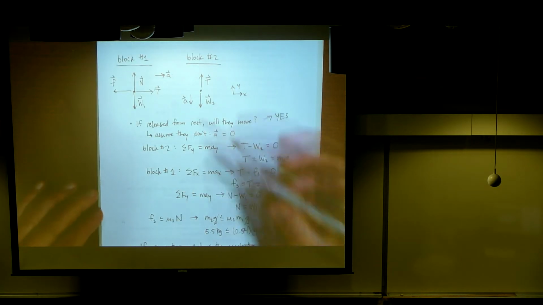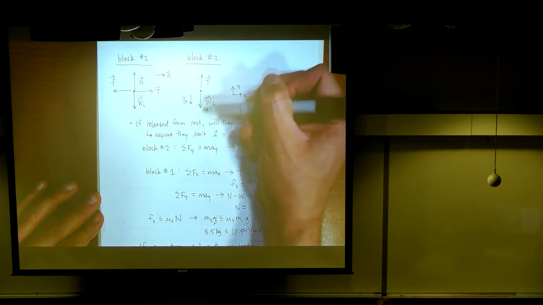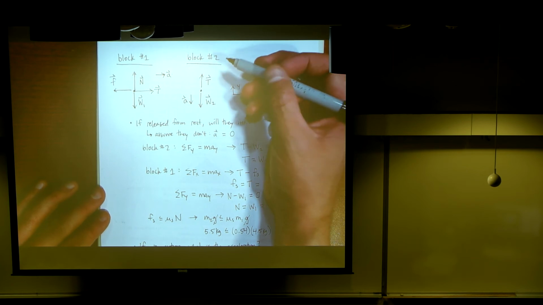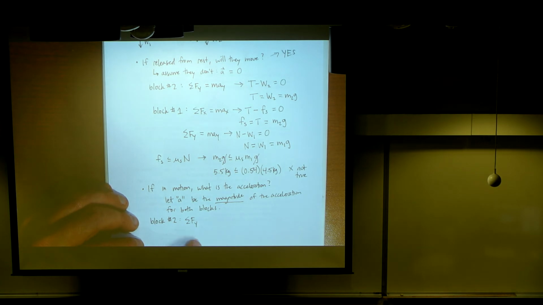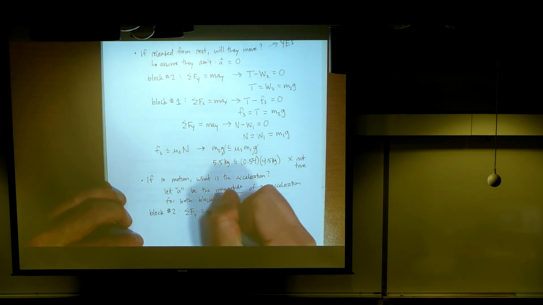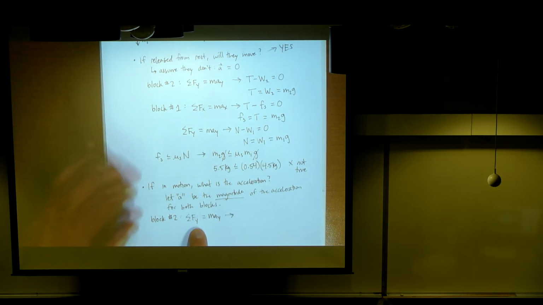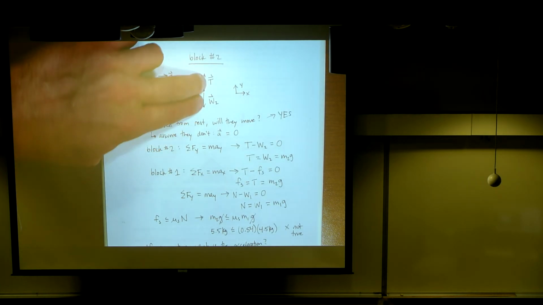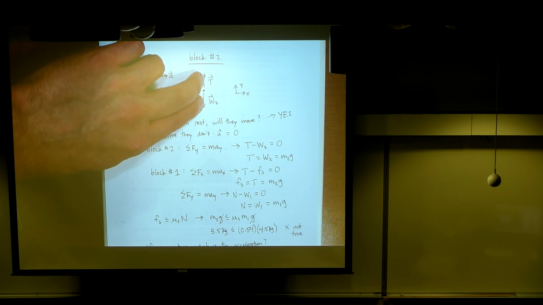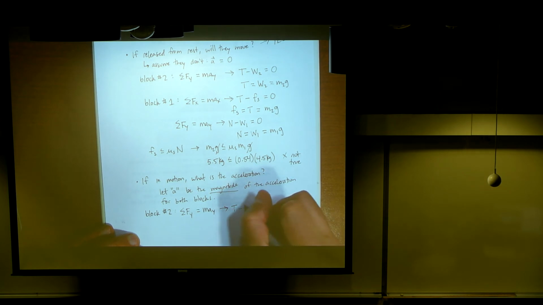Now, remember block number 2, it's accelerating downwards, and there's only forces in the y direction. So I'm just going to concentrate on my y forces. I have the net force in the y direction, that equals ma_y. And remember, we're applying this specifically to block 2. So I'm going to have the tension minus W2. That's how I sum up the forces. So T minus W2.